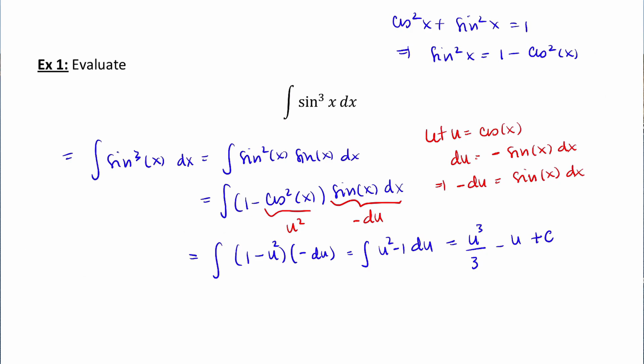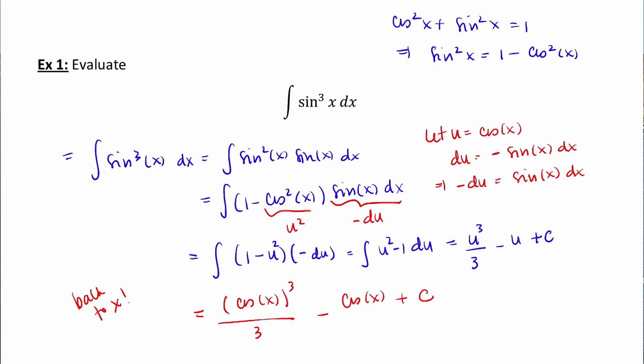And then as usual, you have to go back to x. So let me make a little note: back to x. That tells me that my answer is cosine of x cubed divided by 3 minus cosine of x plus a constant, okay? Very cool, right?